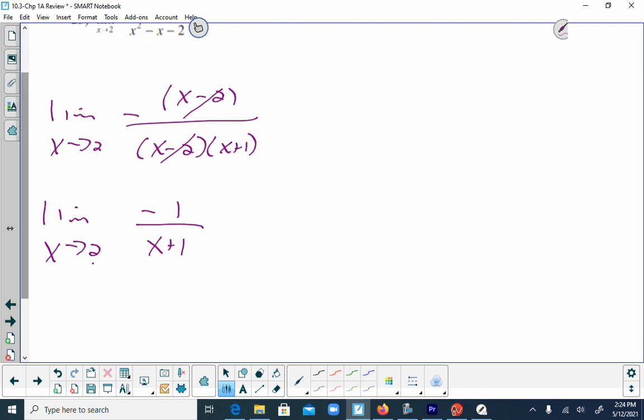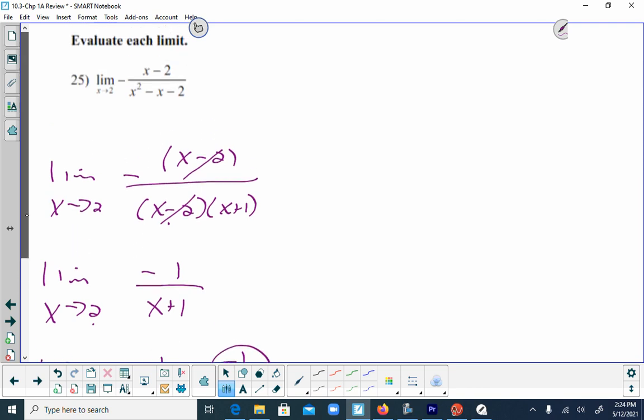Now it's okay for me to substitute in 2. Before I couldn't because it would make the denominator equal to 0. So the limit as x approaches 2 is going to be negative 1 over 2 plus 1, which will end up being negative 1/3, and that is going to be my final answer. Moving on to the next one.